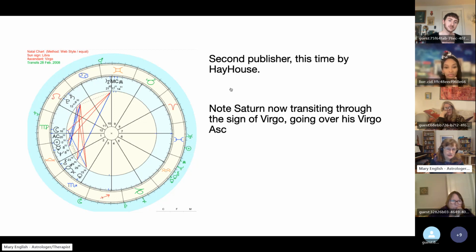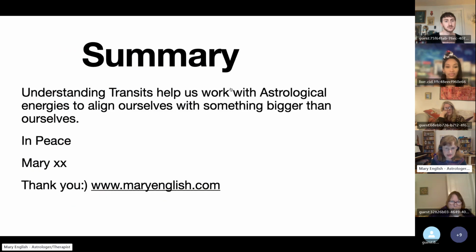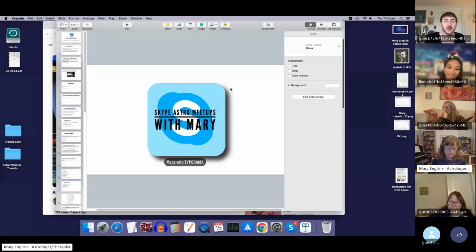All the other planets, because he's got such a clustered chart, are nowhere near anything natally for him. Pluto's working its way through his 4th house, and so is Jupiter. This planet's going through his 5th and his 6th. There's nothing going through his 7th, 8th or 9th, and Mars is now up there in his 10th house of career. So that book did very well, but he got a bit cross about the fact that they got the rights to it. So understanding transits helps us work with astrological energies to align ourselves with something bigger than ourselves. I hope that's been helpful for you.